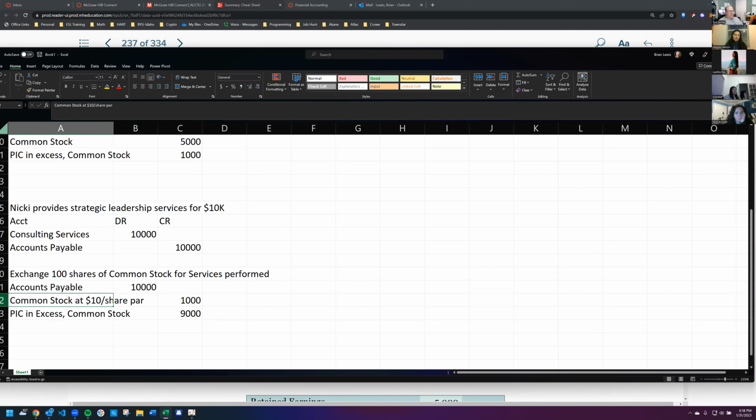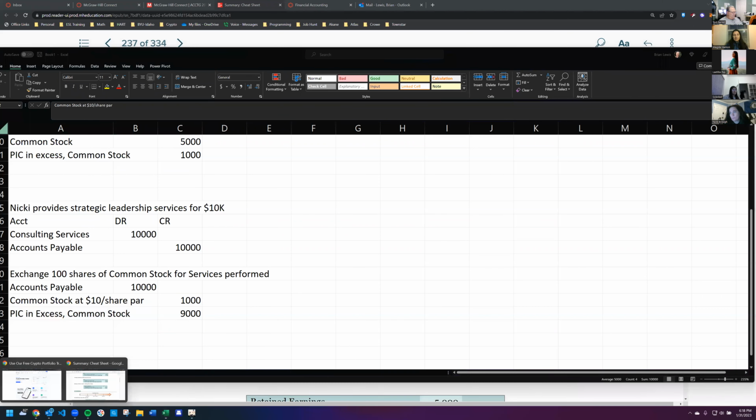So you'll generally be told what type of stock it is. You'll generally be told what the par value is, and then you have to figure out the rest. So if it's cash, it's a cash account. If it's land, it's a land account right here, right? Land and buildings, services, anything like that will be on your debit side. And then your equity side will be something like this. Either straight up common stock, if it's no par value, right?